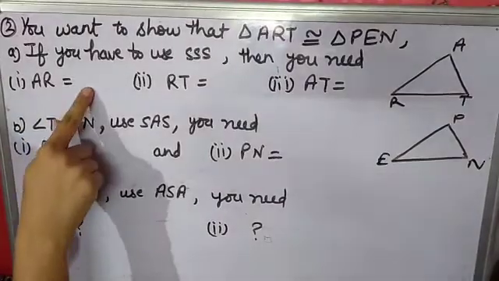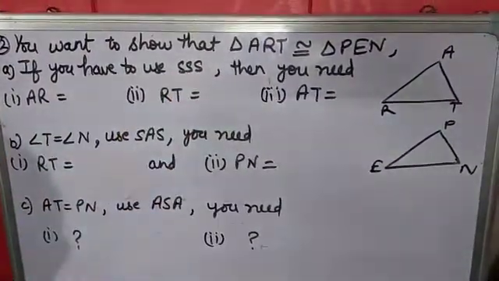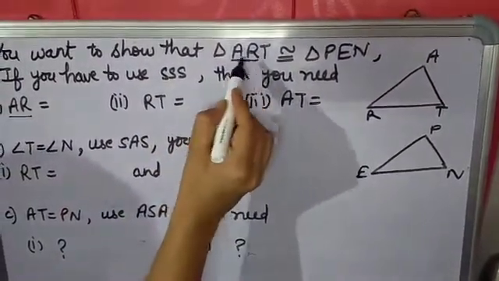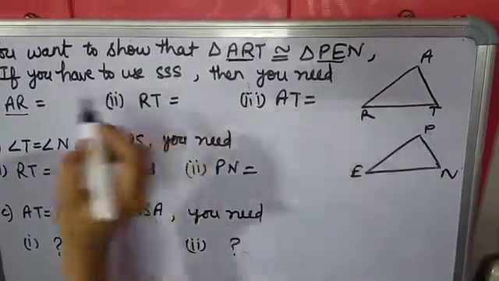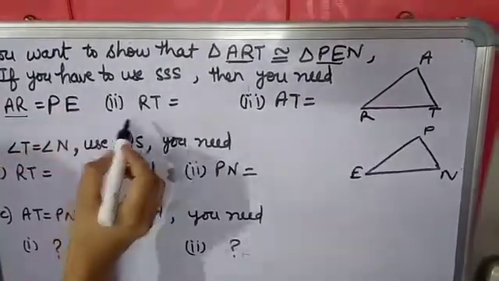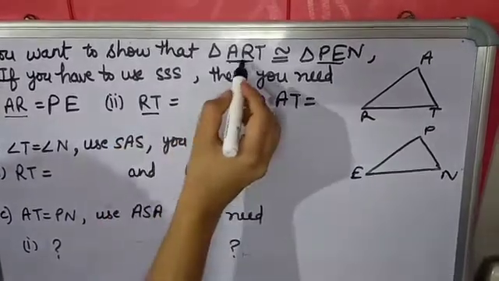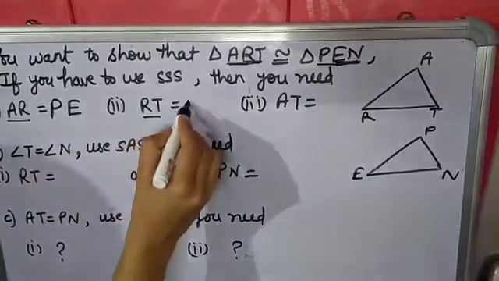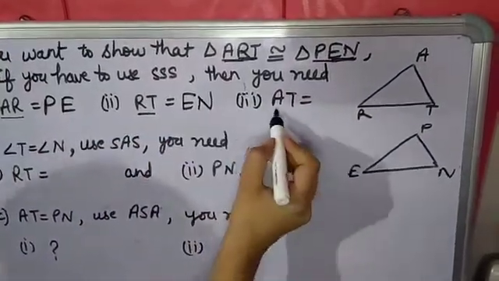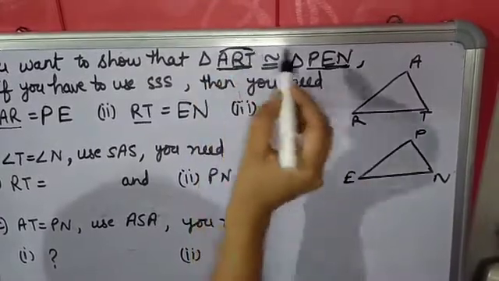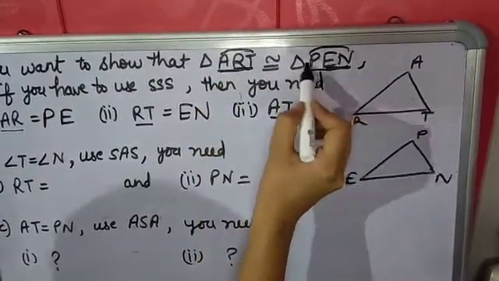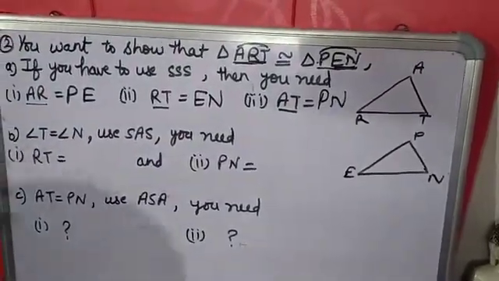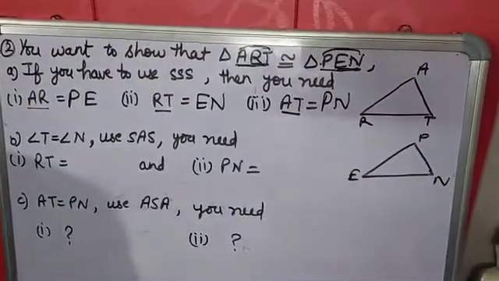AR is equal to which side? If we use SSS, we will check from here: this AR is equal to PE, है ना, AR is equal to PE. Then RT, this is RT, RT will be equal to EN. Then AT, this is AT, AT will be equal to PN. Like this you have to write equal parts of these sides from these two triangles.